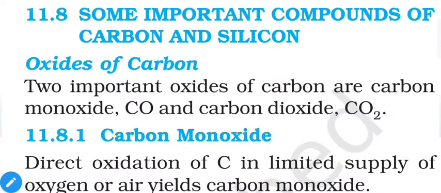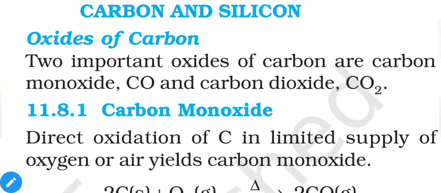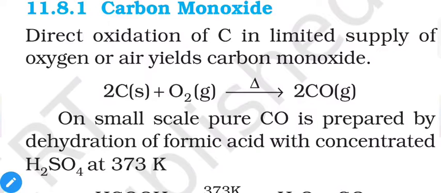Hello students, so today we will discuss some important compounds of carbon and silicon. First, let's talk about the oxides of carbon. In case of carbon, we have two different oxides, carbon monoxide and carbon dioxide. They are comparatively familiar to us. So first, let's talk about carbon monoxide.